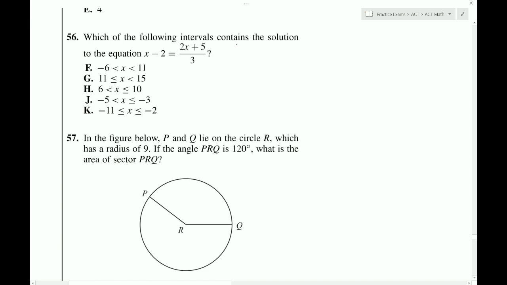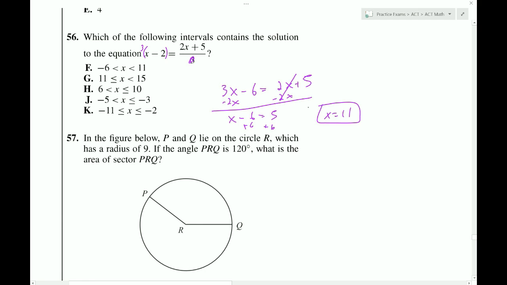Which of the following intervals contains the solution to this equation? All right. So the first thing is to clear the denominator by moving the 3 to here. Okay. So we distribute. We get 3x minus 6 equals 2x plus 5. Subtract 2x, and we find this. We add 6. We get x equals 11. Right. So this contains x equals 11.